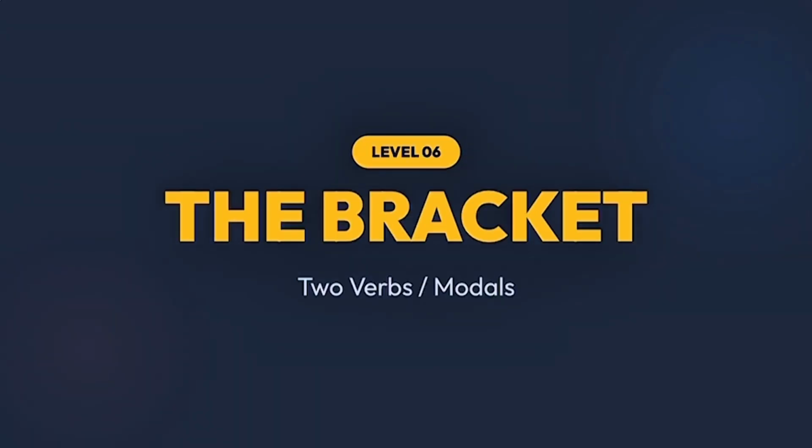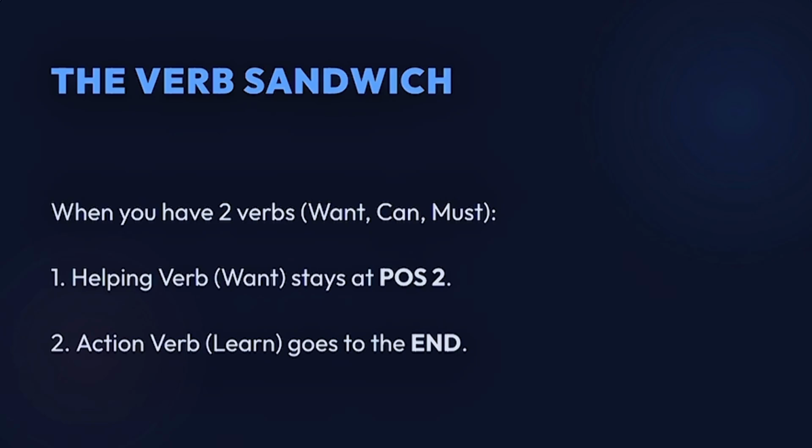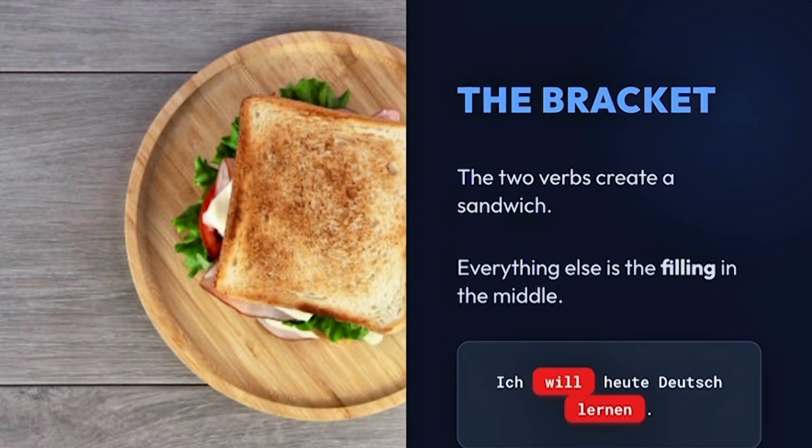And level 6, the bracket, 2 verbs in the same sentence. The verb sandwich. You can imagine it when you have 2 verbs. To want something, can, must. First of all, we have to put the helping verb. For example, want stays at position 2. And at the very end, we have to put the action verb. For example, to learn. The bracket, the 2 verbs create a sandwich. You can imagine a sandwich in German, which is built out of 2 different verbs. For example, I want to learn a new language. I must study. Everything else is filling in the middle.